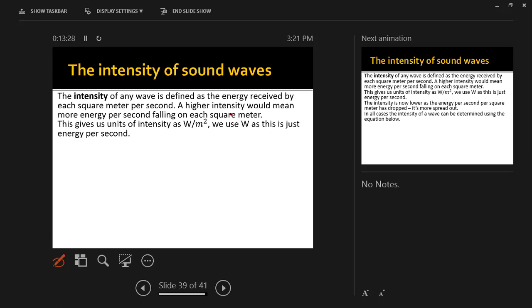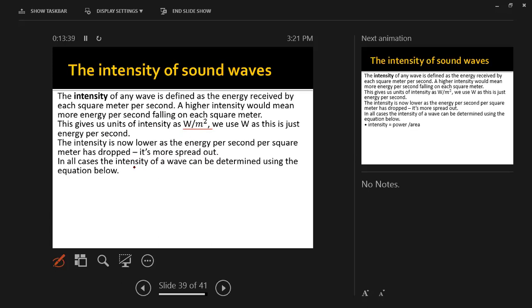The SI unit of sound intensity is watt per meter square. Power over area. Power over area gives us the intensity of the sound. So intensity is lower as the energy per second per square meter gets lower. If the energy is lower, that means the intensity of the sound will be lower as well. In all cases, the intensity of a wave can be determined using the equation below. Here we have the equation, power over area.